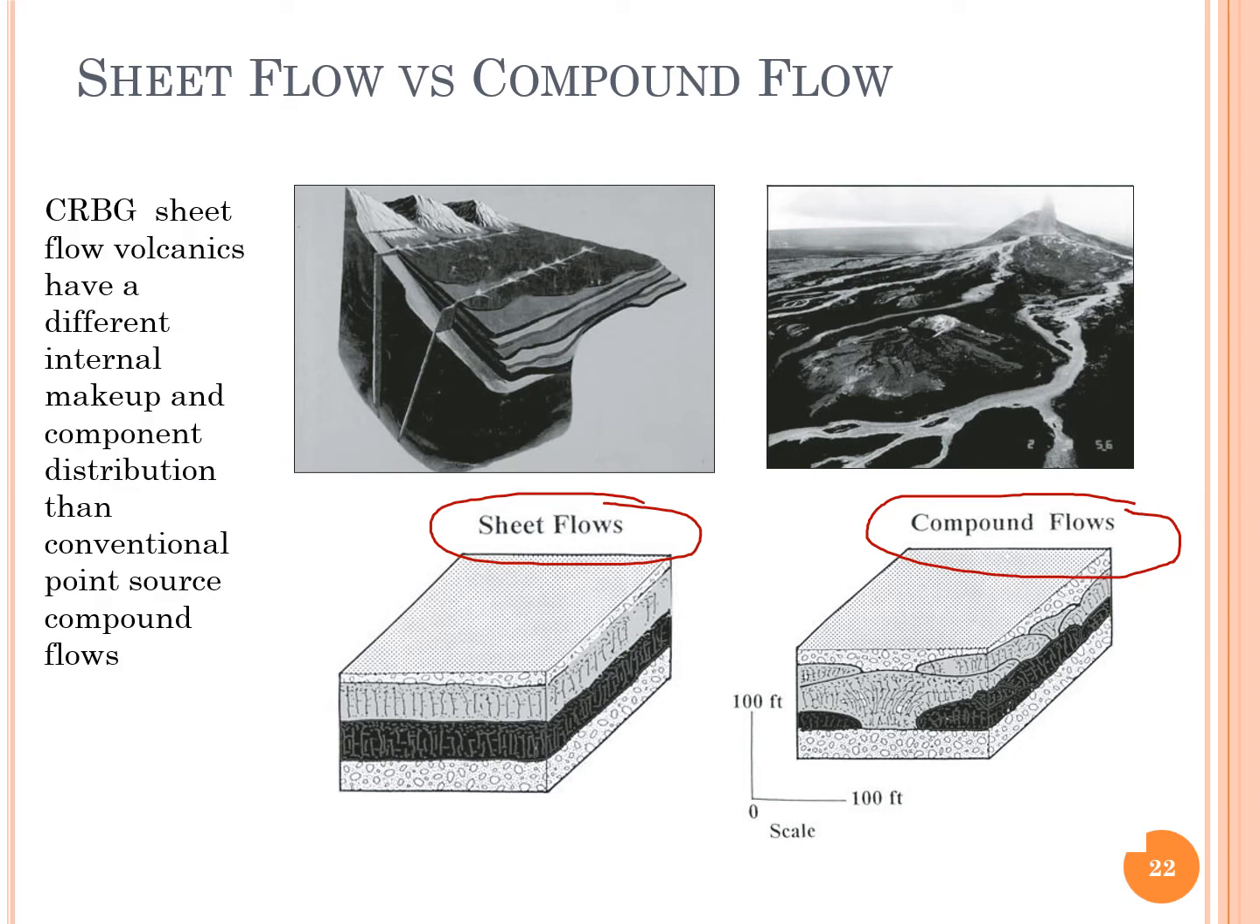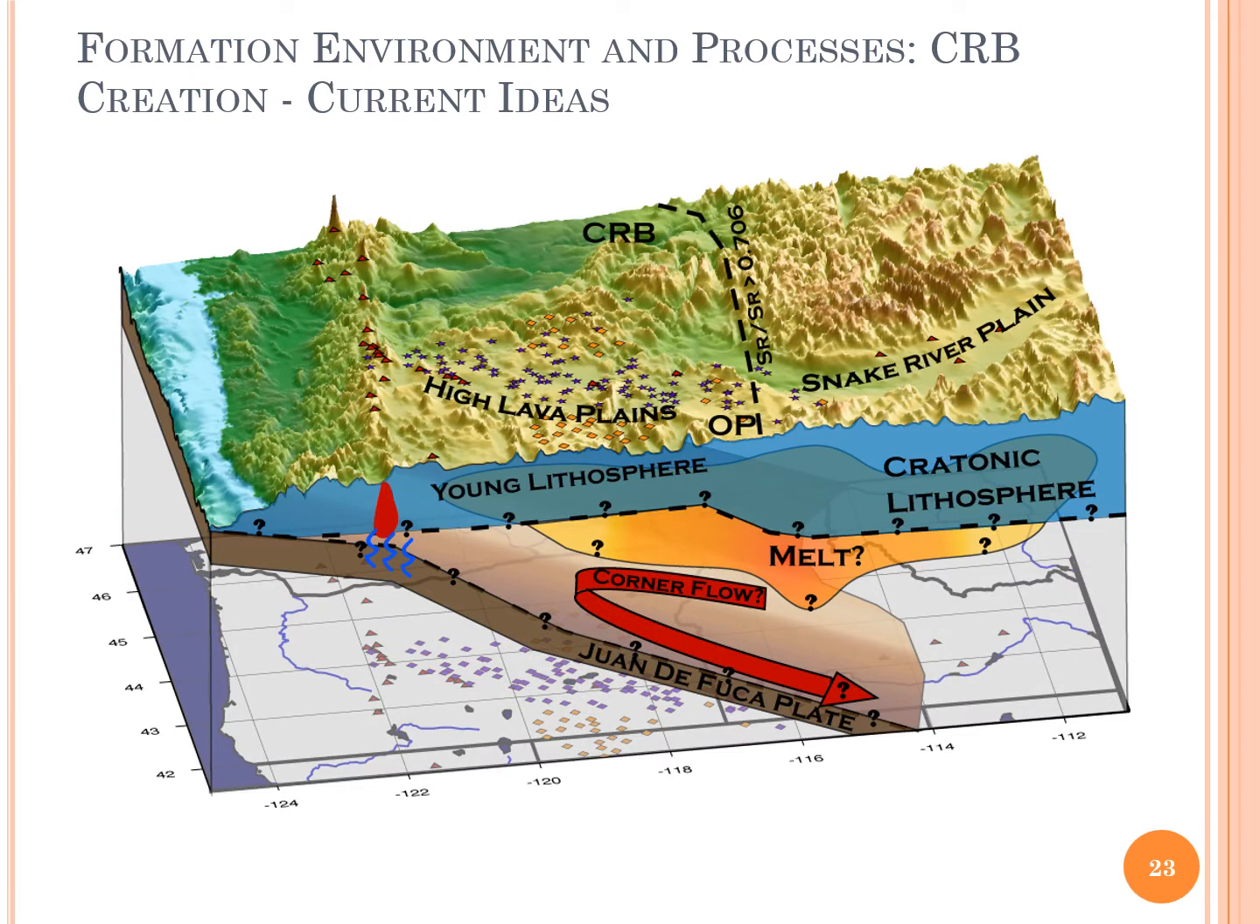And as I mentioned, the Columbia River Basalt Group sheet flows have a different internal makeup than a conventional point source like a volcano. So let's spend some time taking a look at the formation processes of the Columbia River Basalt. Specifically, a lot of the new elements of our understanding of what went on in their development are really quite recent, the last 20 years or so, and they make a fascinating story. So let's spend some time and see if we can figure it out.